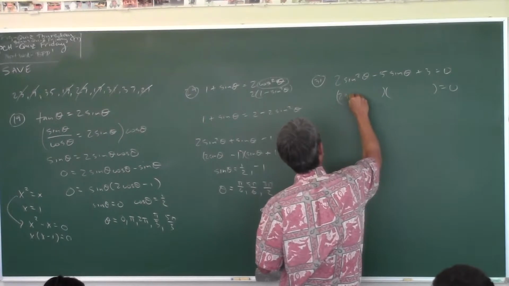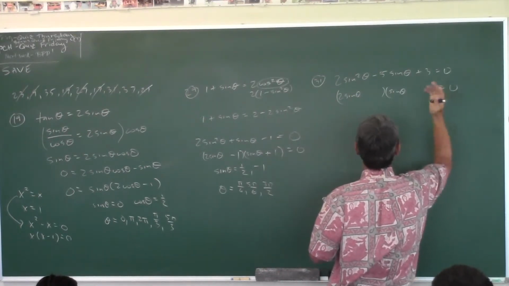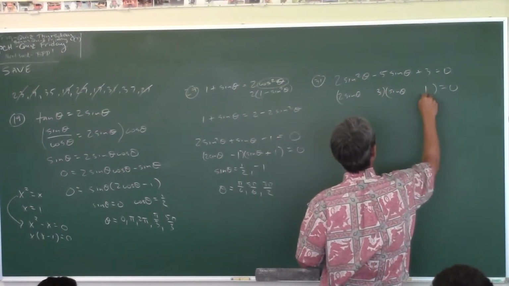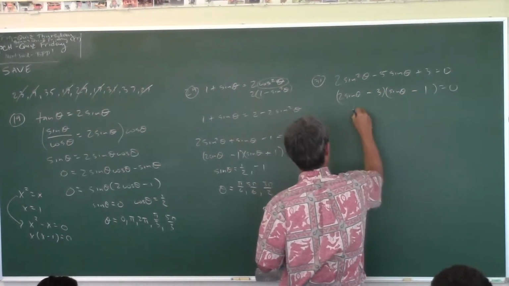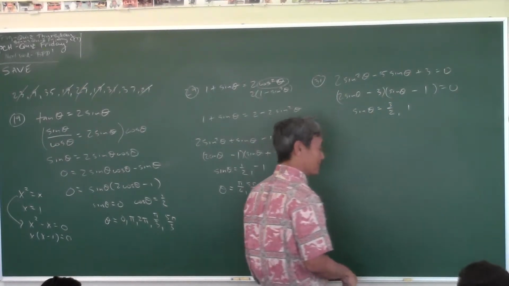So 2 sine theta, at least move this to that side, make you do something, right? 3 and 1, so 3 and 1, minus, minus. So sine theta is either equal to 3 over 2 or 1. Okay, now what?